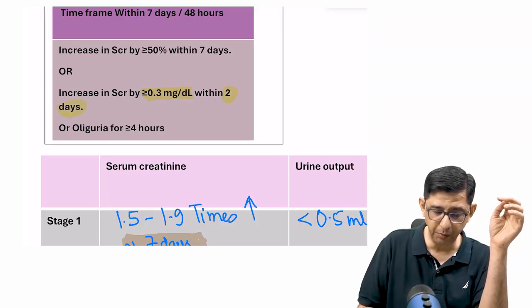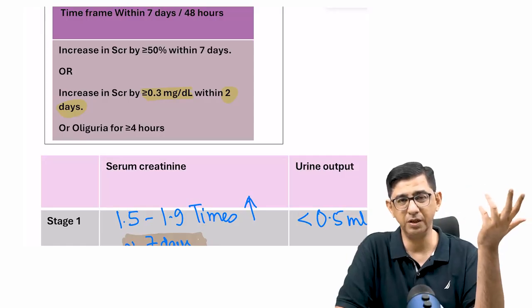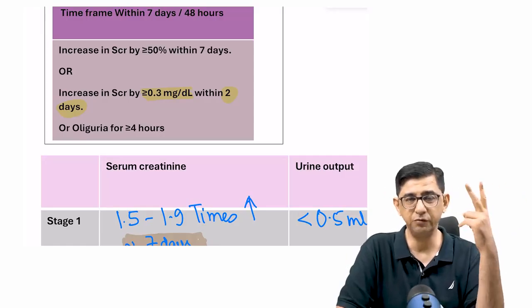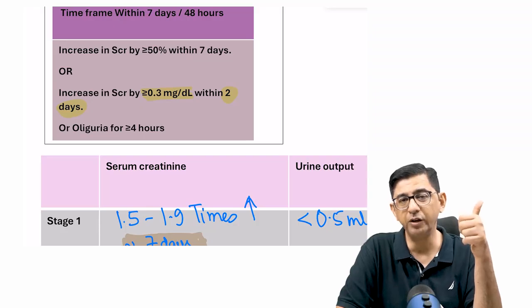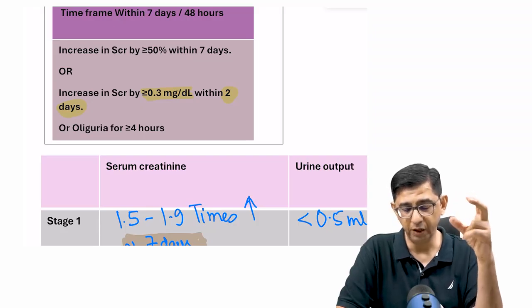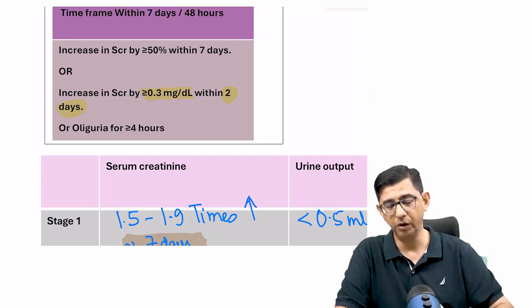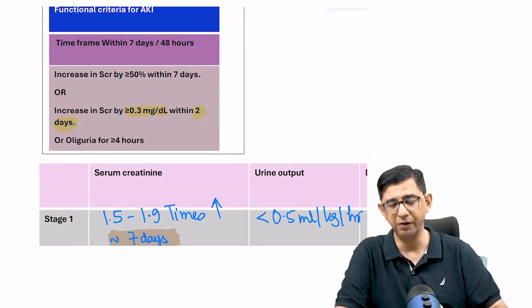So an additional point to be remembered is, earlier I was saying over 7 days, but instead of 7 days, if he says 48 hours, then an increment of 0.3 over a 48-hour period, along with obviously the oliguria component. So initially I was saying a time frame of 7 days.